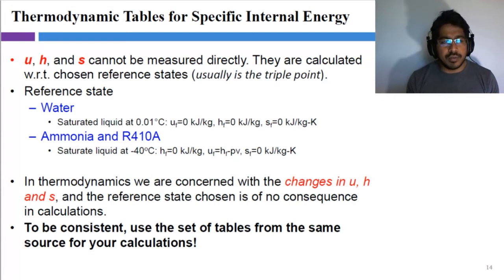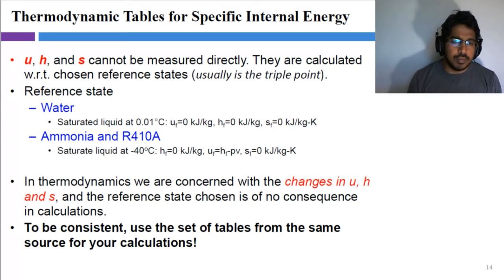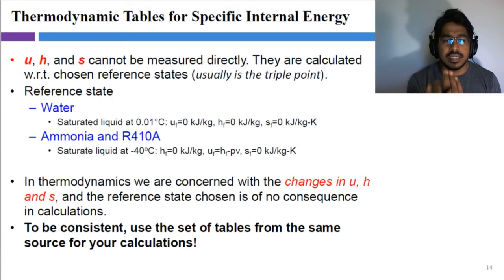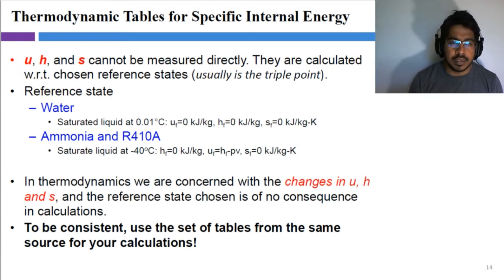So H and S, forget about that for now, we have not discussed them yet. Anyways, all three parameters cannot be measured directly. You cannot just hold a meter or something and say, okay, this is the internal energy. No, you cannot do that. Similar to speed, we use a reference point and compare to that how much internal energy we have, right? So this reference is usually the triple point.